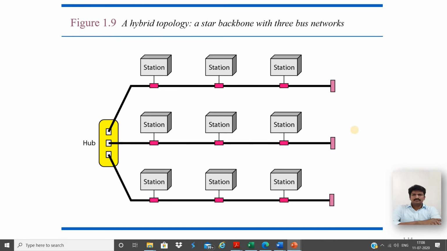Hybrid topology. It is a mixing of all the topologies: bus topology, star topology, ring topology, something like that. A combination of two or more topologies, you can call a hybrid topology.